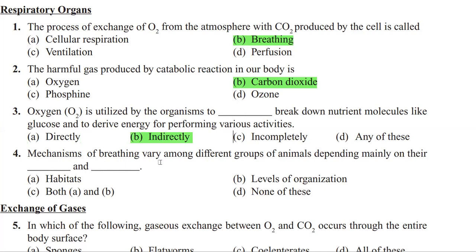Mechanism of breathing varies among different groups of animals depending mainly on their habitats, level of organization, both habitats and level of organization, none of these. Both level of organization and habitats. Next.